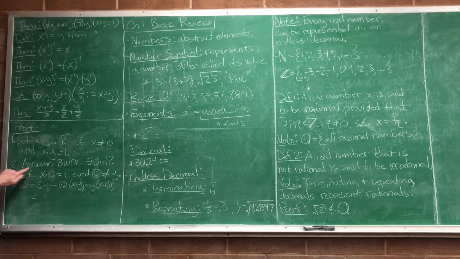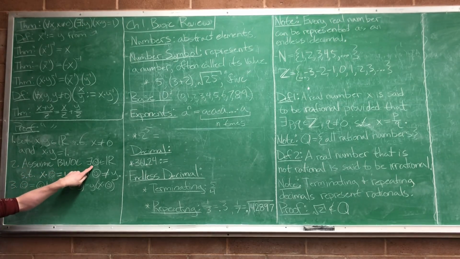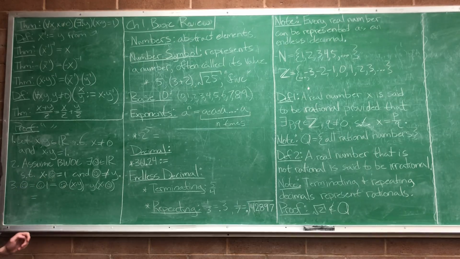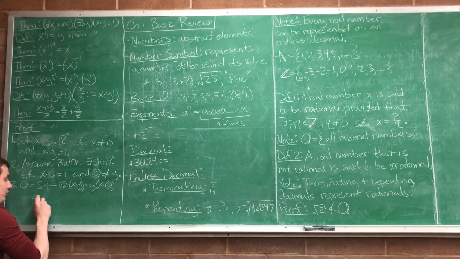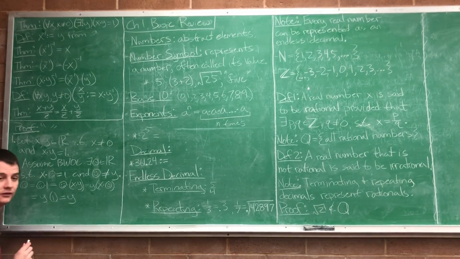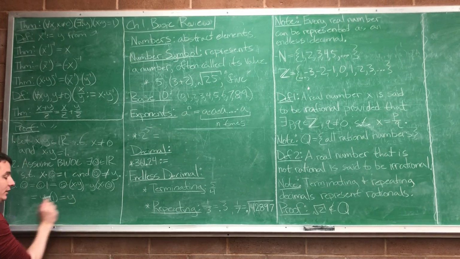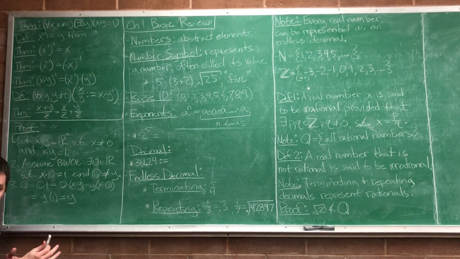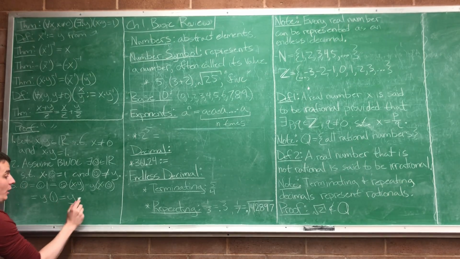1. By way of contradiction, assume that there exists some smiley face such that x times smiley face is 1. So x times smiley face is 1, so this is the same thing as y times 1. What is y times 1? Y. By our axiom about 1, anything times 1 is equal to itself. 1 is a multiplicative identity. So I just showed that smiley face is equal to y.